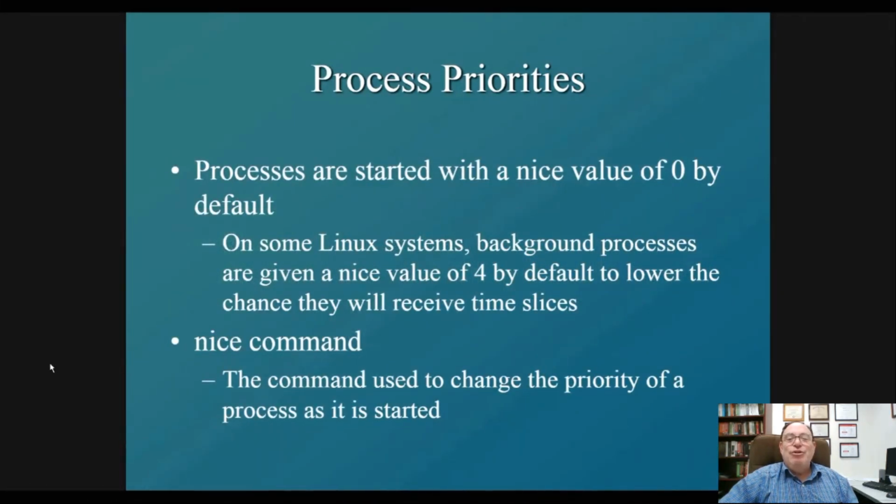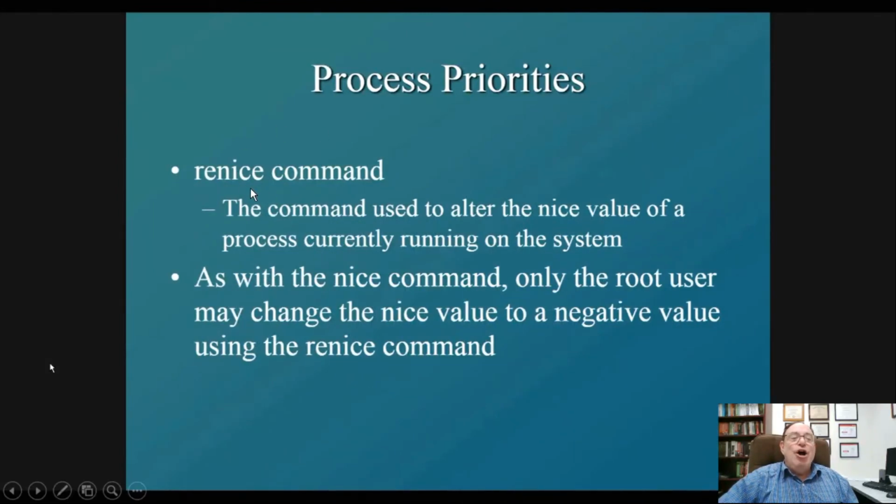Processes are started with a nice value of 0 by default. That can easily be changed. On some Linux systems, background processes are given a nice value of 4 by default to lower the chances they will receive time slices. Depending on how your system is set up, you may want to give higher priority to the application and less to the other processes. So that depends on the distro, the Linux system, and what you're using. The nice command can be used by the user to change a process as it is started or after it is started, whatever the user wants. The renice command is used to alter the nice value of a process currently running.